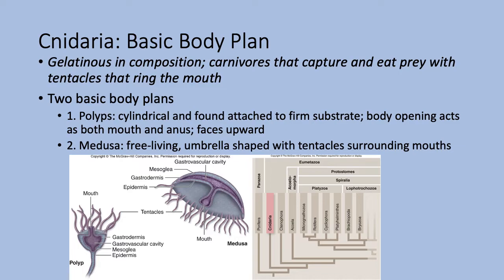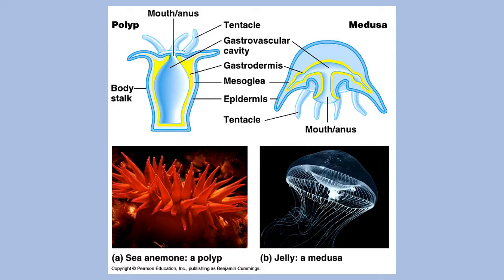Okay, this next slide, another picture showing the difference between polyp and a medusa stage. So here we have a sea anemone and its polyp stage. Again, gastrovascular cavity opening to the mouth and anus. Here's a jelly, the medusa stage. So gastrovascular cavity is somewhere right here.